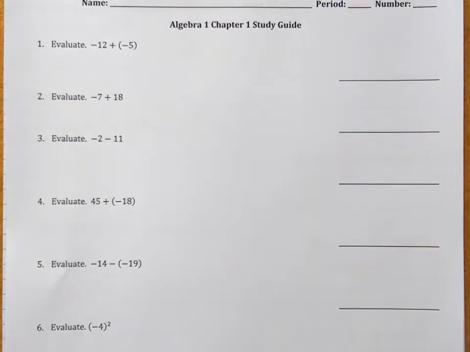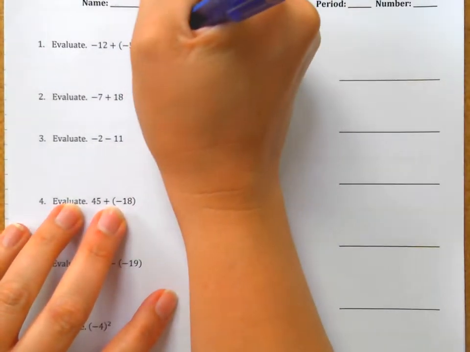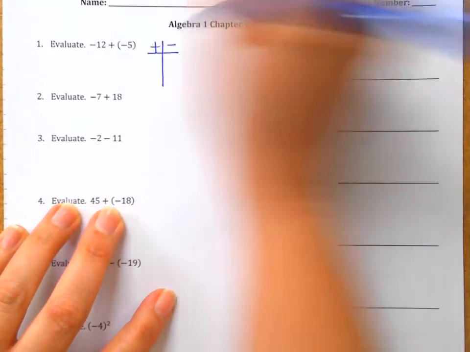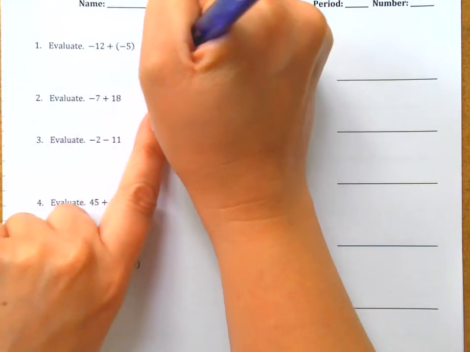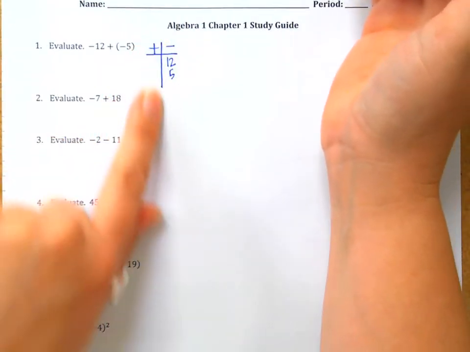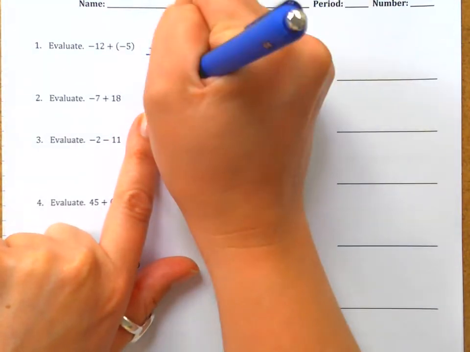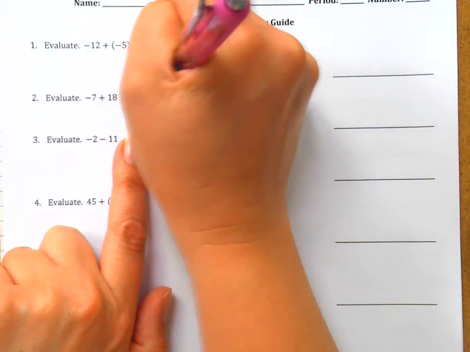If you want to do it by hand, one way is, let's say we have -12 plus -5. I won't do this for every single one, but what we can do is set up two columns. So we have the positive column and the negative column. We have -12, so that goes in the negative column. And we have -5, that goes in the negative column. If they're in the same column, we're going to add them together. So 12 plus 5 is 17. It's ending up in the negative column, so it's -17.